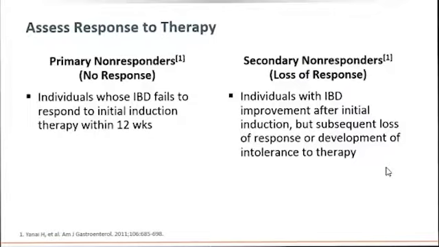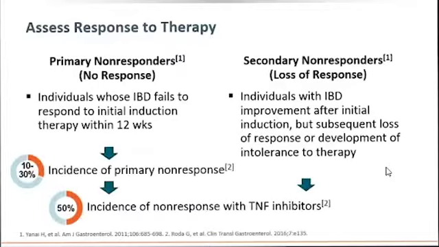This is the definition of primary non-responders, or how to assess the response. You have a primary non-response and a secondary loss of response. A primary non-responder is an individual who failed to respond after initial induction within 12 weeks. Secondary loss of response is when the patient initially did very well and responded, but failed while in maintenance. The incidence of primary non-response is about 10 to 30%, and the incidence of secondary loss of response is about 50%.